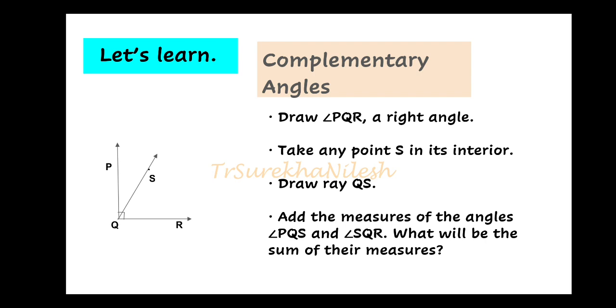That means here you need to measure angle PQS and note its measure. Then you will need to measure angle SQR and note its measure. Then you need to add both the angles measure. You will be getting 90 as the total.